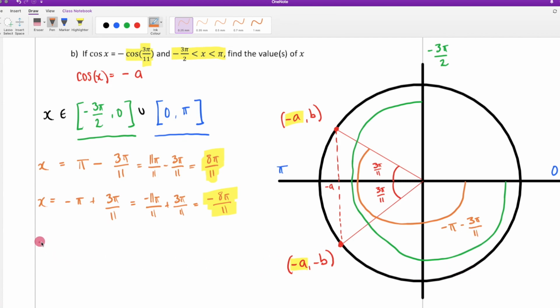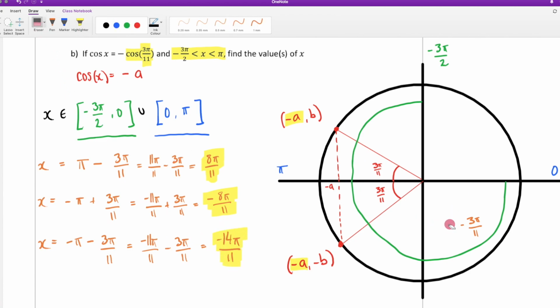So that means my third x value is going to be negative pi minus 3 pi on 11, which is going to be equal to negative 11 pi on 11 minus 3 pi on 11, which is going to be equal to negative 14 pi on 11. That is going to be my third x value. And now I am done. I have answered this question.